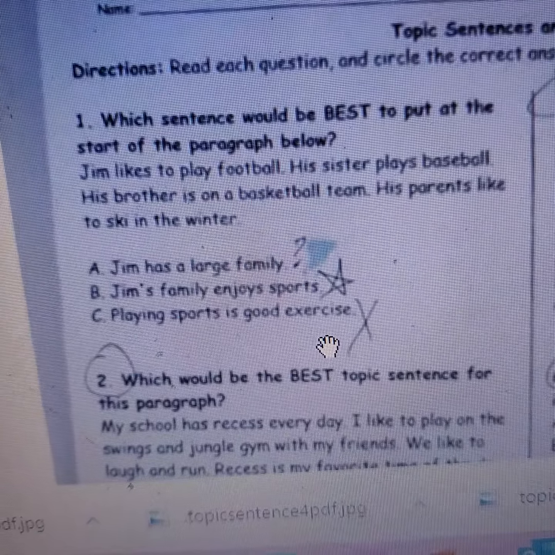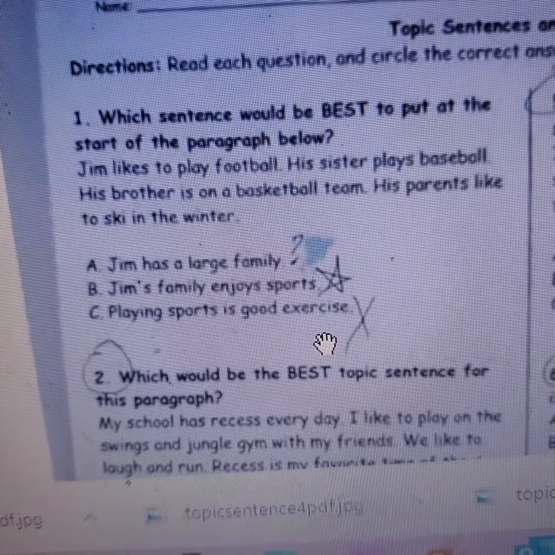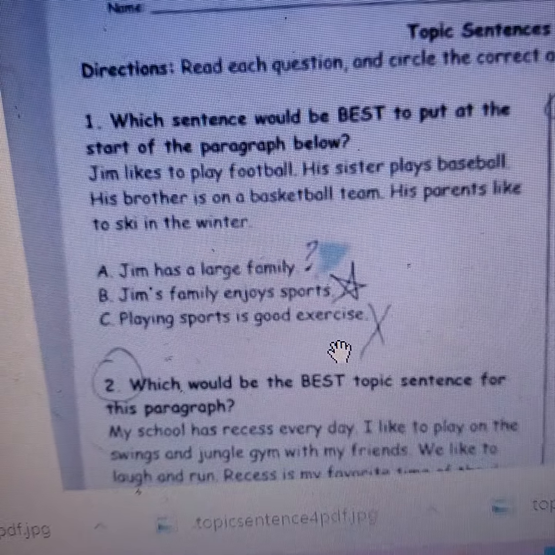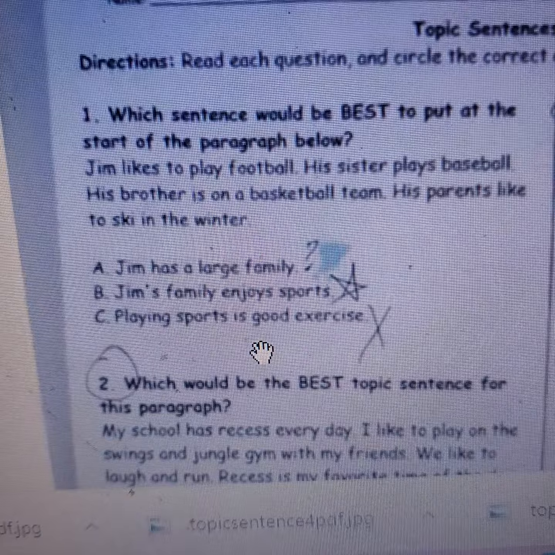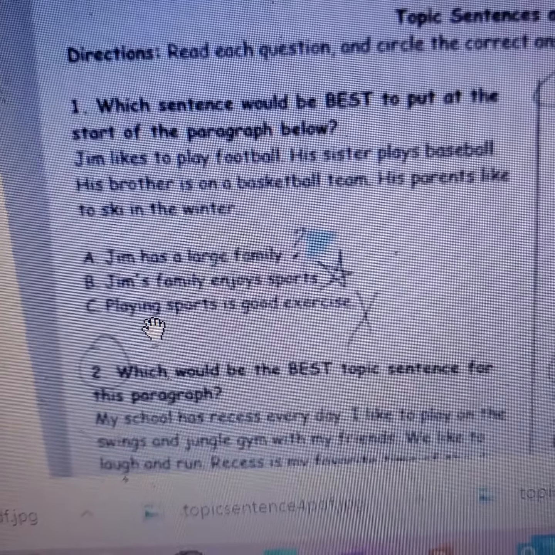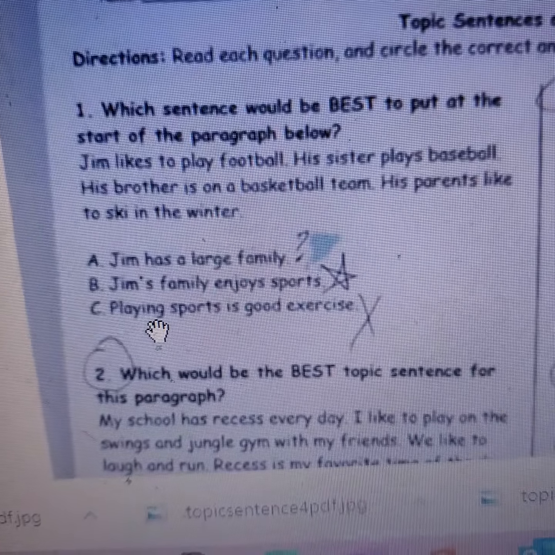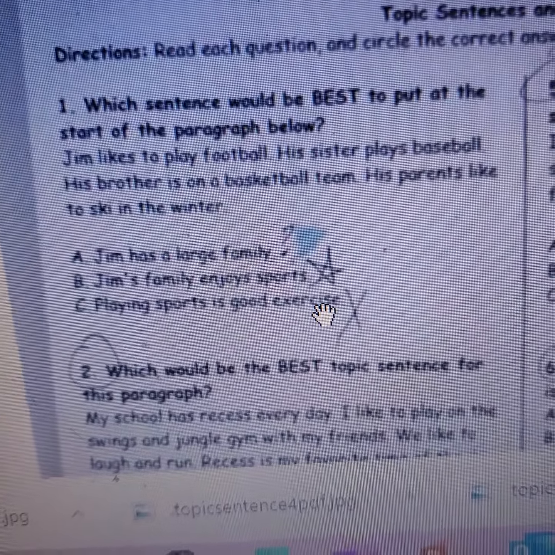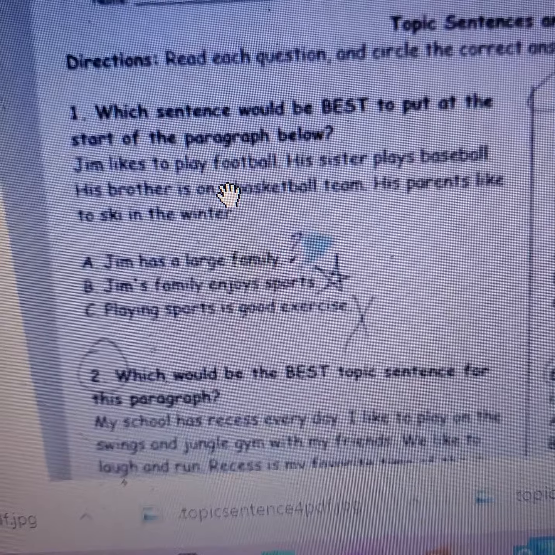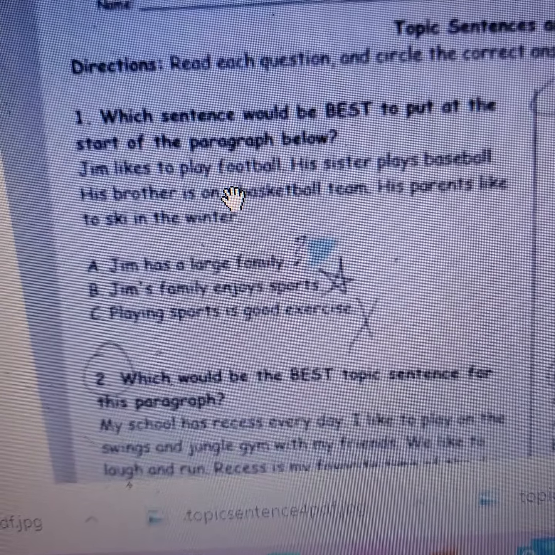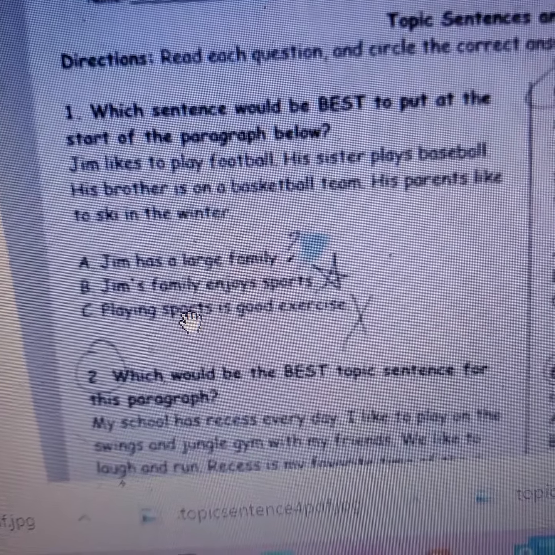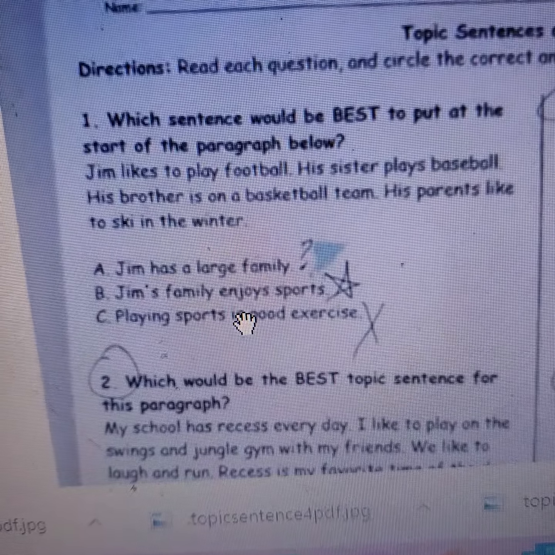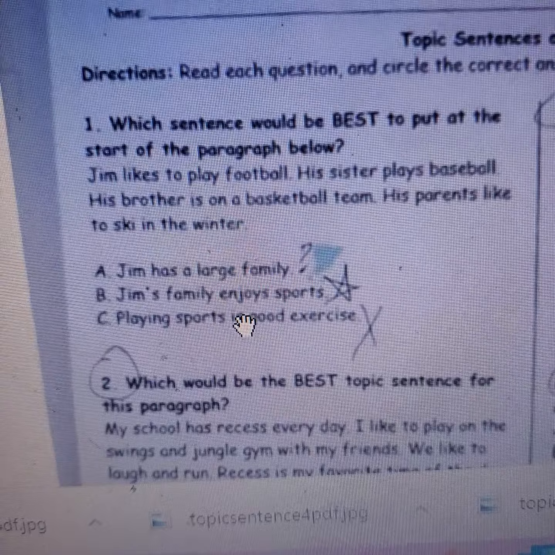highlighted, underlined, and circled different things and keywords that pop up. One of our main rules is that if a keyword appears as an answer choice but does not appear in the paragraph, obviously it's not an answer choice. So let's look at this word, exercise. Does the word exercise appear anywhere in this paragraph? If it doesn't, then obviously we can take this one away. So we're left with A and B. Jim has a large family, or Jim's family enjoys sports.